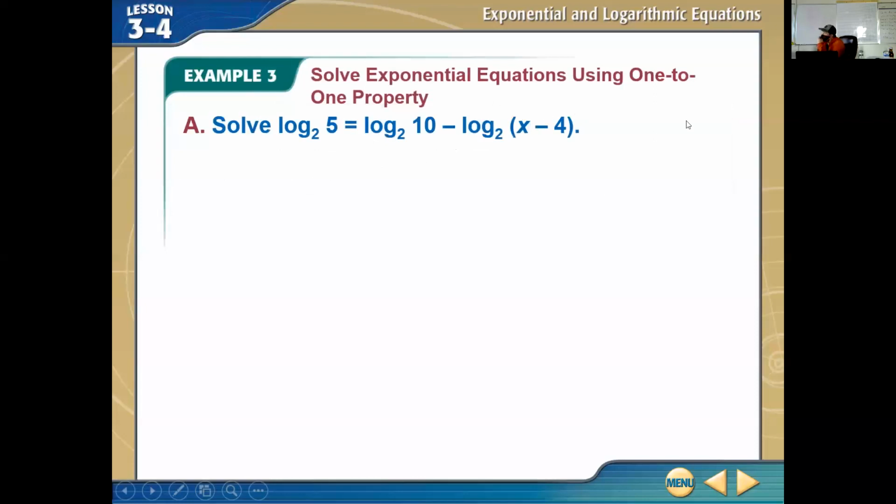Okay, so solving logarithmic equations using the one-to-one property. If I'm looking at this here, I have the log base 2 of 5 is equal to the log base 2 of 10 minus log base 2 of x minus 4. So this right side here, what does that look like? Well, it looks like a quotient property. So I can rewrite this as one logarithm, 10 divided by the quantity x minus 4. Then my one-to-one property is going to kick in and I can just solve for x.